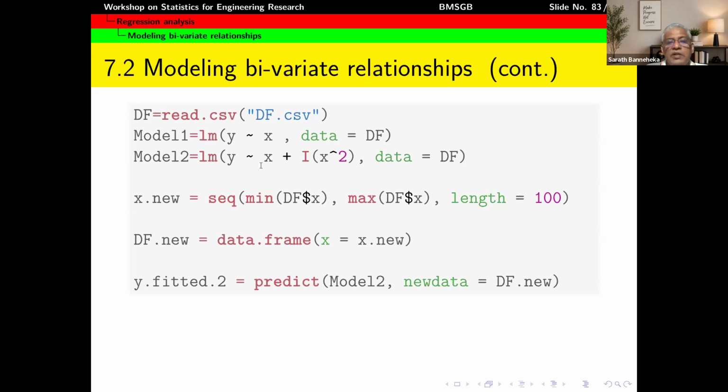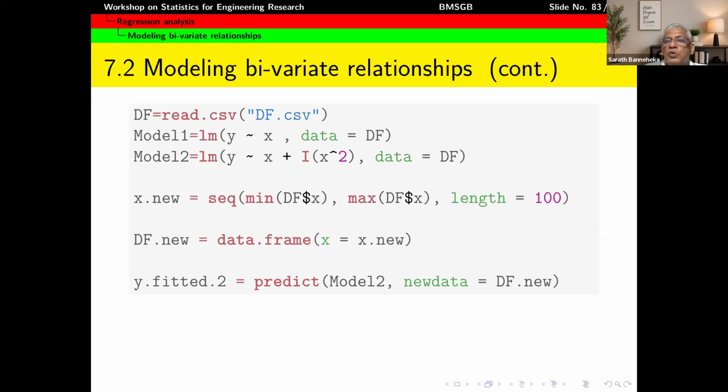And for the second model, I am considering a quadratic model. Again, I'm using the same function, with y on the left and now x plus I of x square. This is how you specify a polynomial type model in R. This is actually fitting the model beta naught plus beta 1 x plus beta 2 x square, for the quadratic term. So I fit both models using the available data.